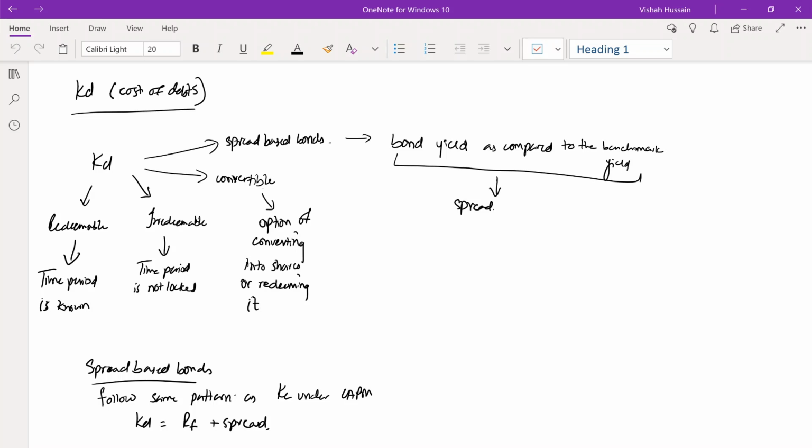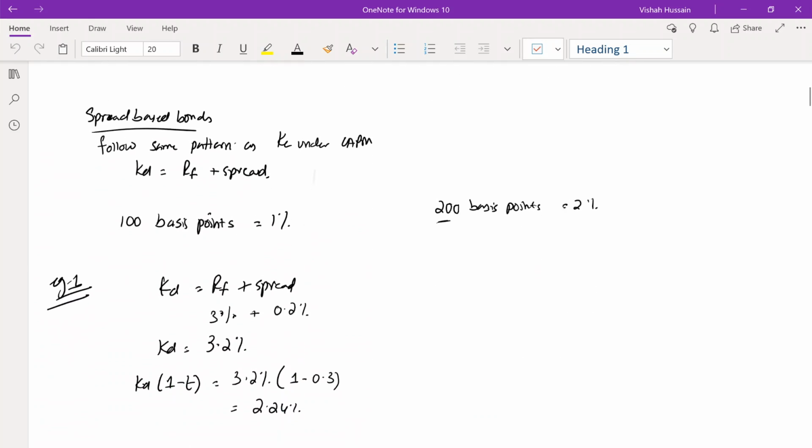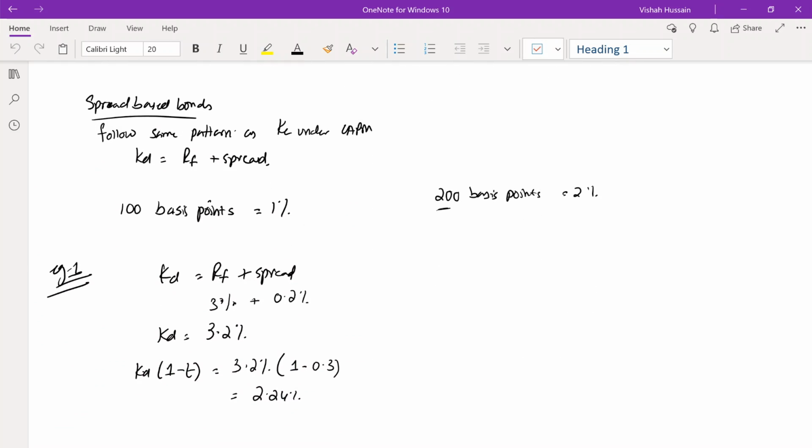Spread based bonds are when bond yield is compared to the benchmark yield, that is basically the spread, and the spread based bonds tell us the ranking. According to the spread, we know the ranking of the bonds, and according to that ranking we know the value of that bond. So the spread based bonds, the formula is KD is equals to RF plus spread, where 100 basis points is equals to 1%, so 200 basis points is going to be 2%, right?